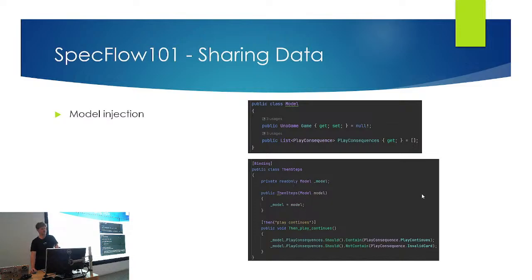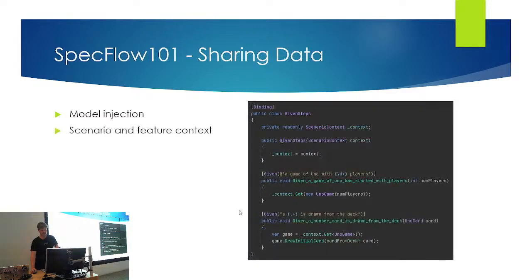And then if another step injects it, then it will just use the existing instance. So I guess you could say it's scoped to the scenario if you think of it in dependency injection terms. So in this example, we can just use that model after being injected.